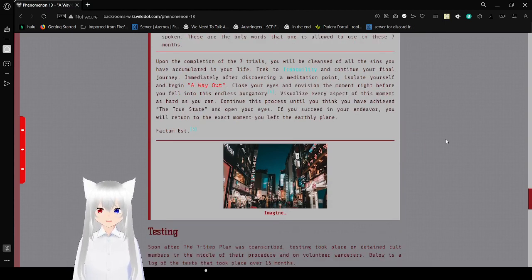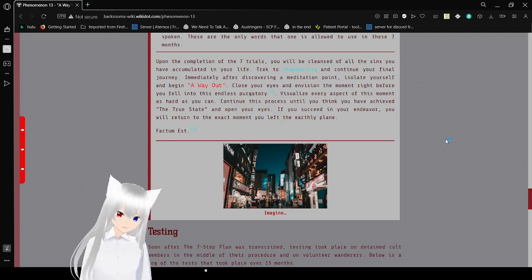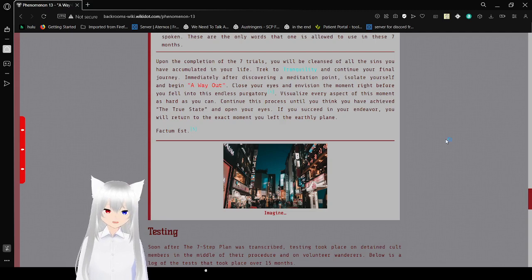Upon the completion of the 7 trials, you'll be cleansed of all the sins you have accumulated in your life. Trek to tranquility and continue your final journey. We have to discover a meditation point, isolate yourself, and begin a way out.